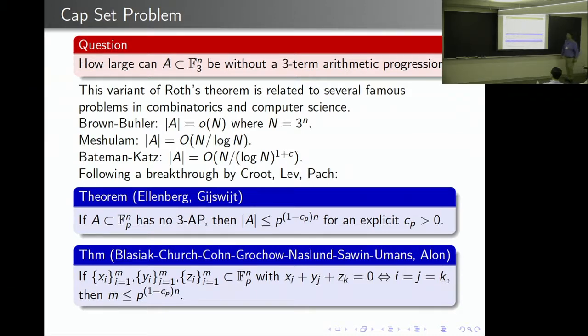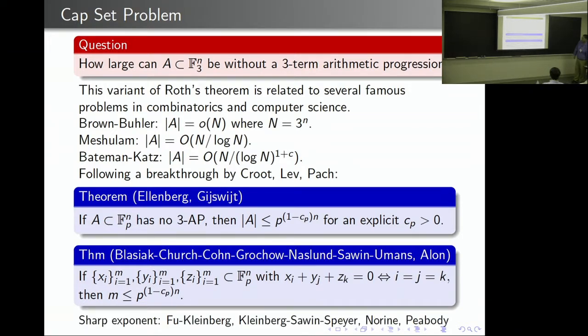While we don't know what the right exponential constant is for the Capset problem, for the multicolor sum-free problem, Fu and Kleinberg already had a construction which matched this over F2. So when p is 2, Fu and Kleinberg showed that this exponent was sharp much earlier. So they had a construction which gave a lower bound.